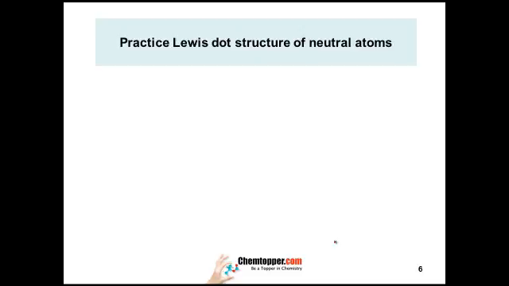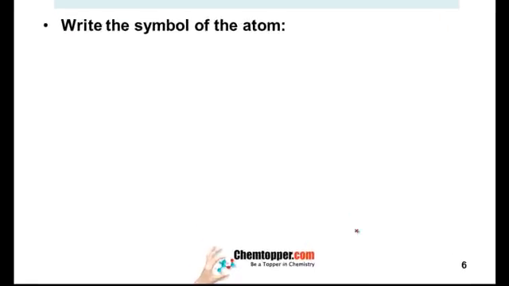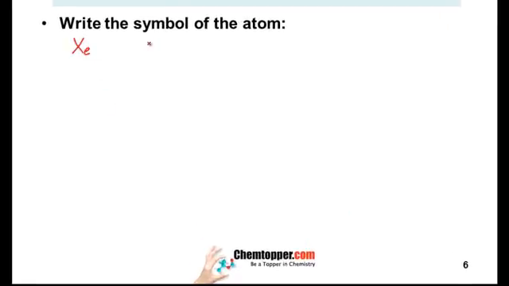Now let us practice some more examples. We are going to discuss xenon, sulfur, and magnesium. So the very first step is you are going to write down the symbols of these elements. Symbol of xenon is Xe, sulfur is S, and magnesium is Mg.